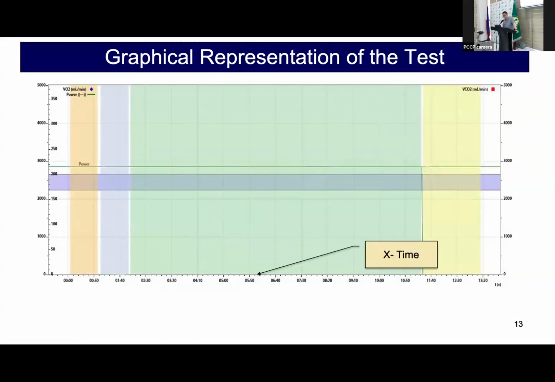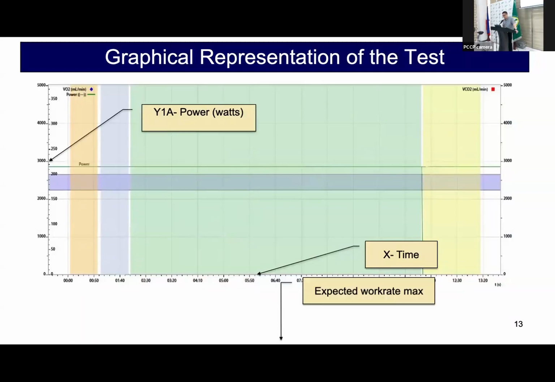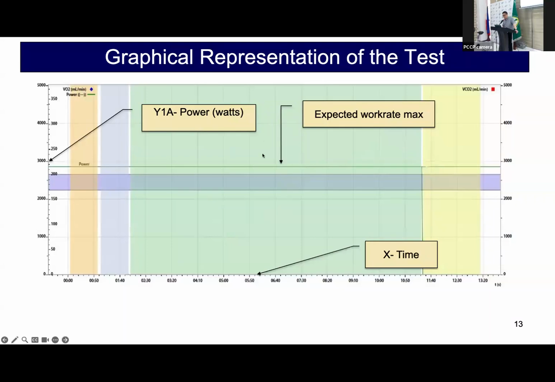Okay, so let's discuss further the graphical representation of the test. So again, X is time, Y1A is the power or the work rate. Okay, this is the expected work rate for the subject, for example.